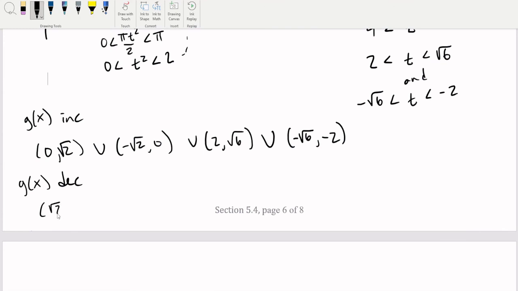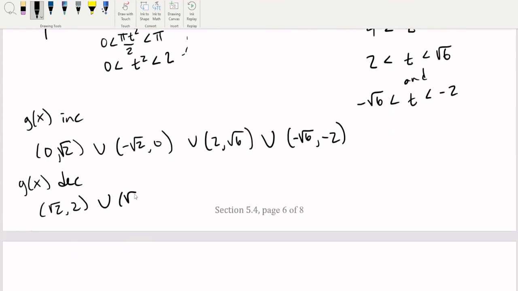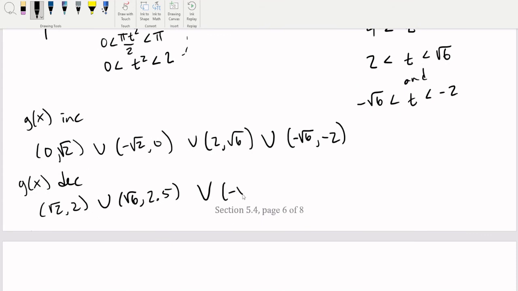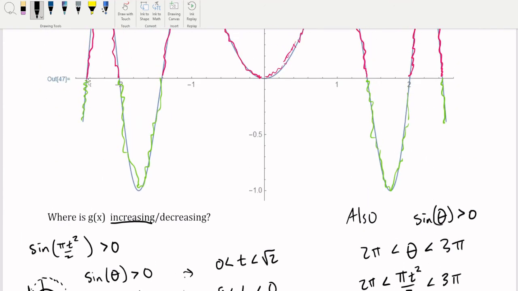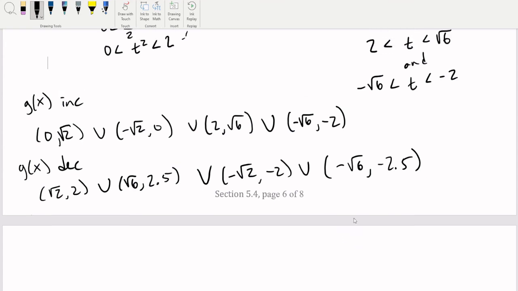This one would be root 2 to 2, union, and then let's see. Here was root 6, root 6, and then we just stopped at 2.5. Although, of course, this function keeps going forever, so we could keep figuring out what this looks like, but we'll just stop there. But then on the left, what happened? It was between negative root 2 and negative 2. Negative root 2 and negative 2. And then also, what was this other one? Negative root 6 and negative 2.5. Okay.